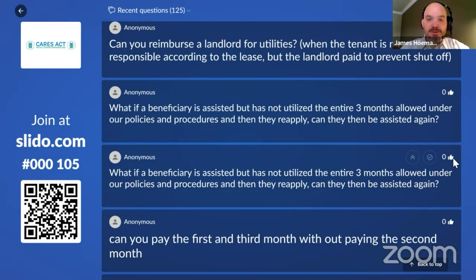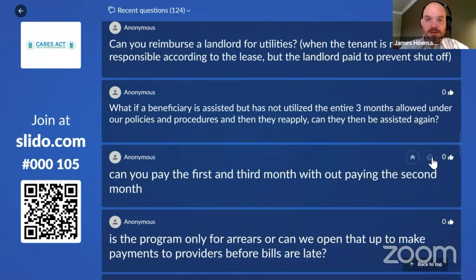What if a beneficiary is assisted but has not utilized the entire 3 months allowed under our policies and procedures, and then they reapply? Can they be assisted again? No, it's a series of payments. So they were assisted. So they need to have another source to be able to assist them with that.